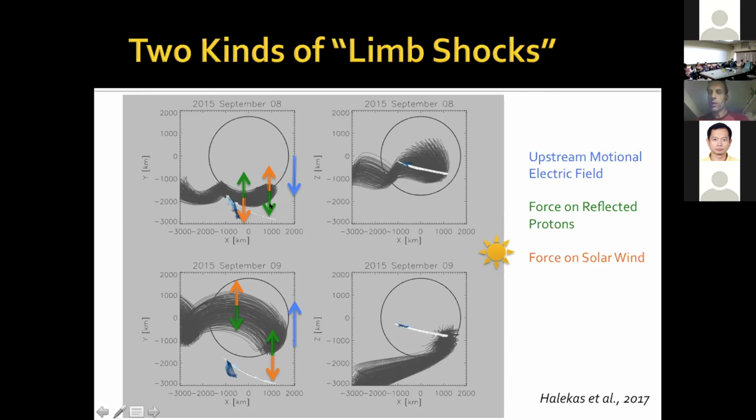So it's a really cool process where there's a small scale feature that reflects the solar wind, but then those reflected particles follow these large trajectories that cause global perturbations to the system. So it's kind of a coupling between different plasma scales.